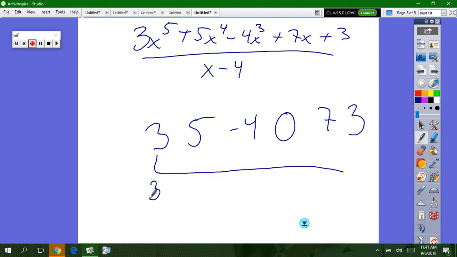Is that making more sense? Okay, what's the number that I'm dividing by? What number? 4. Does everybody understand why it's 4? Because it's the value that makes it 0. Right?